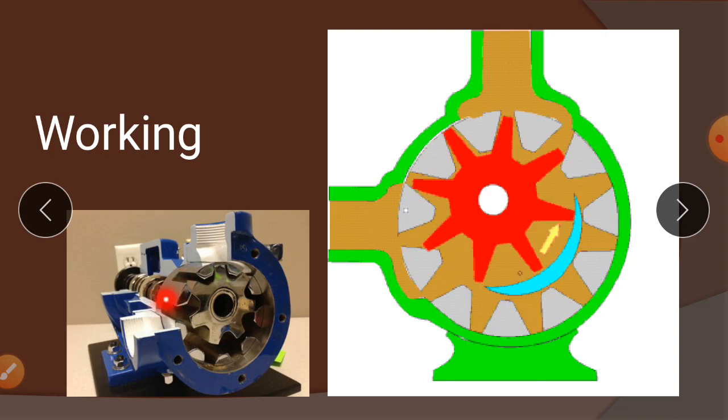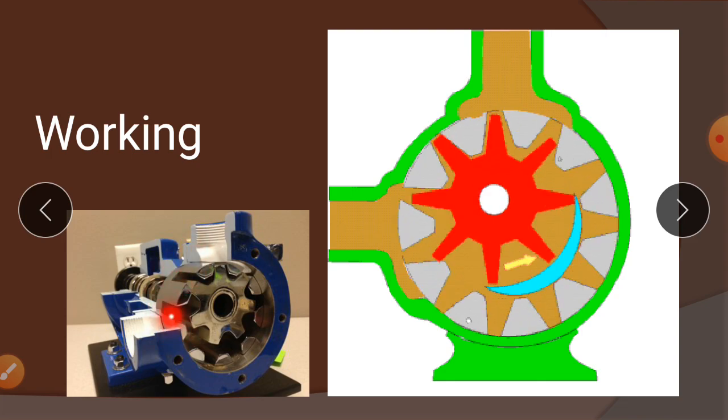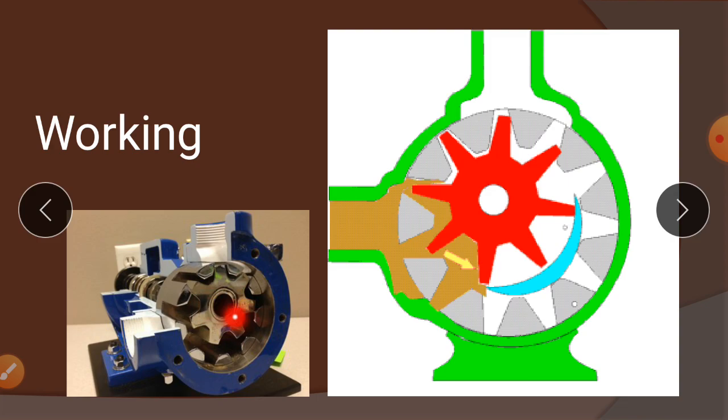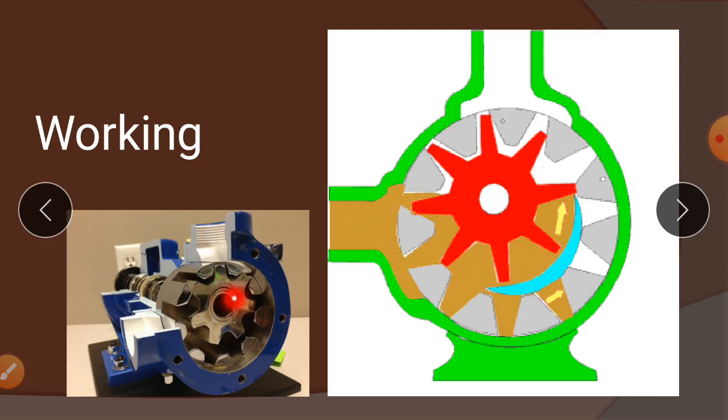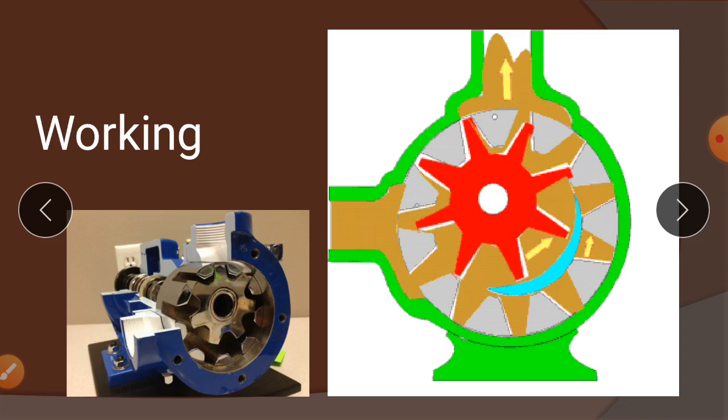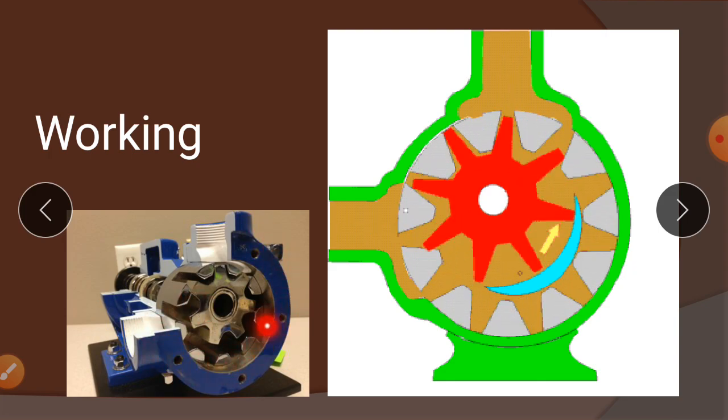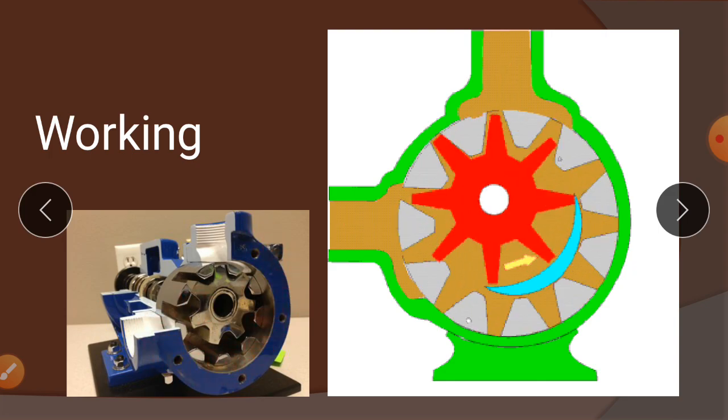So here you can see the ring gear. In a side view, this is the external gear presented at the center. It will mesh together inside the pump housing. You can see the working in here.